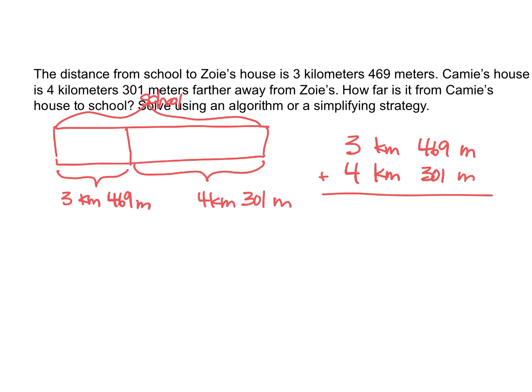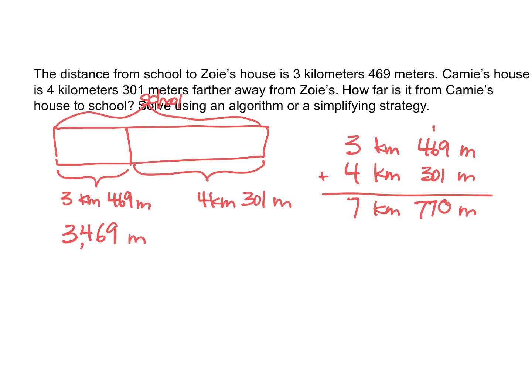So one way that we can do that, we can add up our meters first. 9 and 1 will give us 10, and then 1 and 6 is 7, and 4 and 3 is 7. So we have 770 meters, and we have 3 plus 4 is 7 kilometers. Now, if we wanted to put that all into meters, we could do that. Remember that 1 kilometer is 1,000 meters. So if we had 3 kilometers, then we have 3,000 meters plus the 469. So we have 3,469 meters.